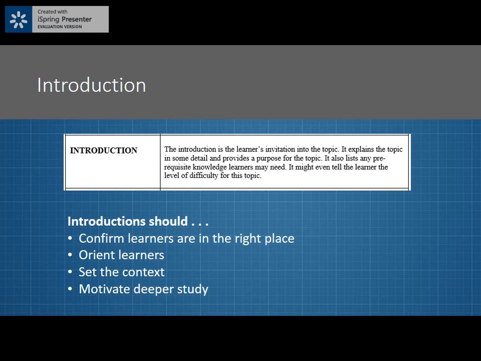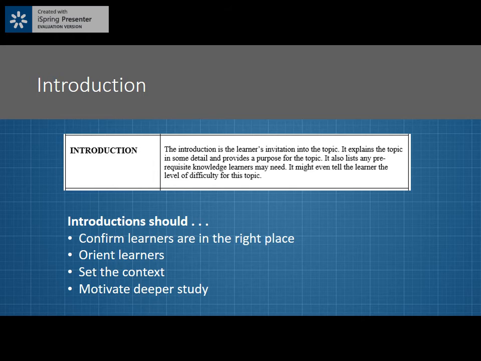A good introduction both welcomes and orients the learner. It helps the learner see how the topic relates to other topics in the course. Now, in writing the introduction, look to the objective for guidance. What else should you know about the introduction? How to design a good introduction?